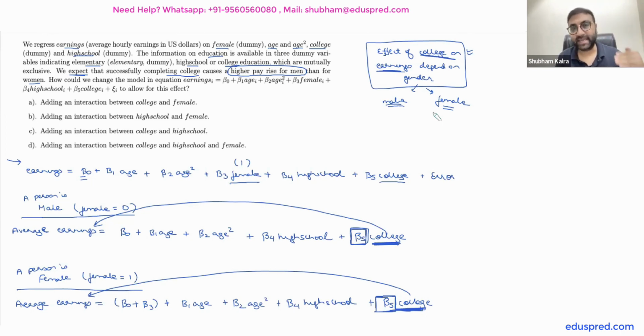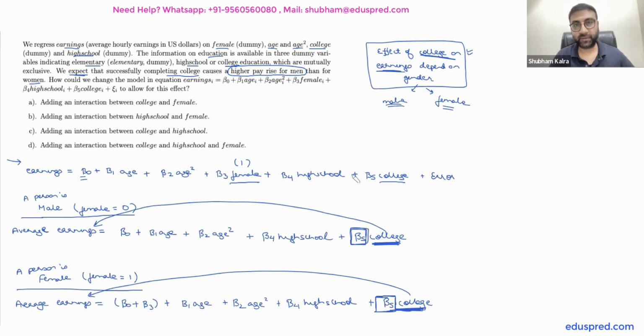In this case, you want the effect of college to depend on gender. So we are going to introduce a new term, which is going to be the multiplication of college and the variable that is representing gender, that is female. I'm going to add a new term, college multiplied by female, and then I will do the same exercise to show you how adding this term will help me in achieving what I want to achieve.